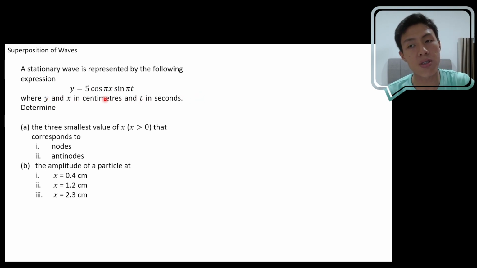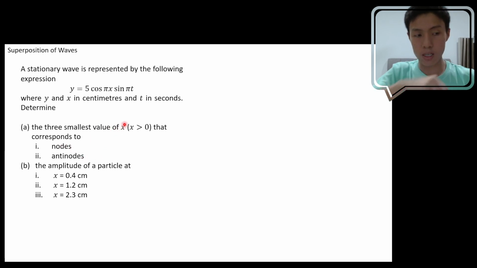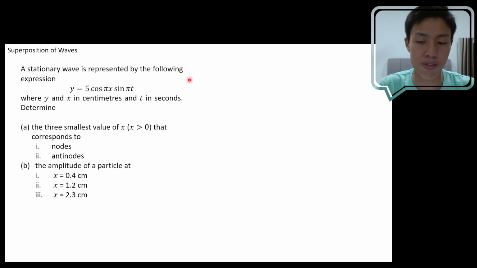So right now, all the distance that we'll be seeing in this question will be measured in the unit of cm. Determine the 3 smallest values of x, so which 3 positions, not at the origin, correspond to nodes and antinodes. To understand that, we need to sketch a stationary wave to roughly understand the concept. So let's try and sketch a stationary wave.